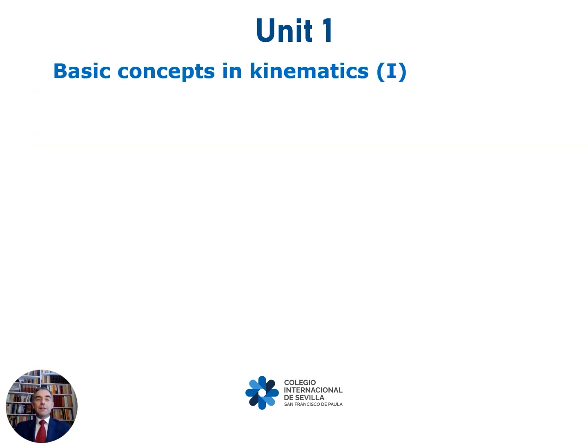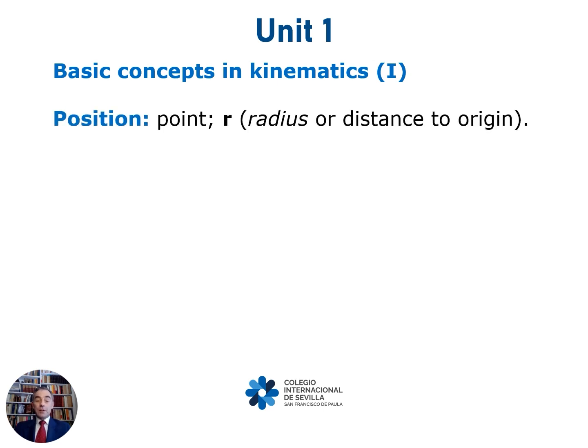So let's start with the basic concepts. The most basic of them all is the position. The position is the point occupied by the moving body in space. It's represented by r, from the Latin radius, or distance to origin. The trajectory is the line followed by the moving body, the succession of points it occupies in space.